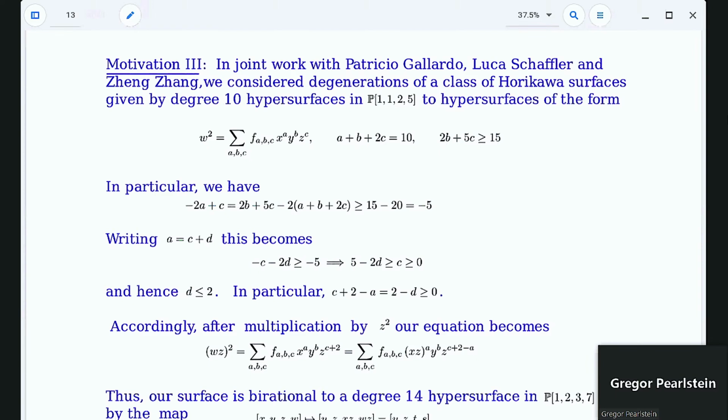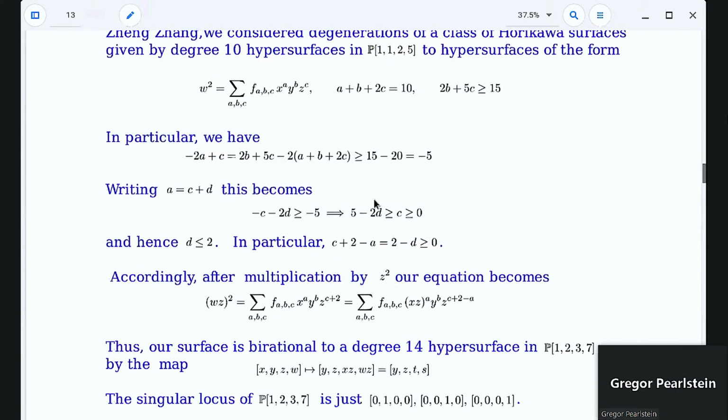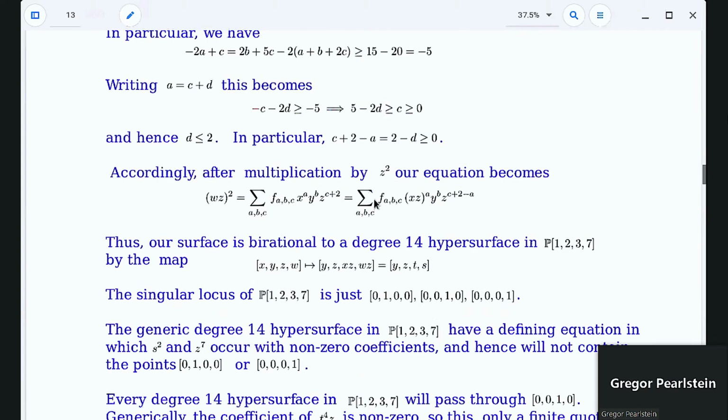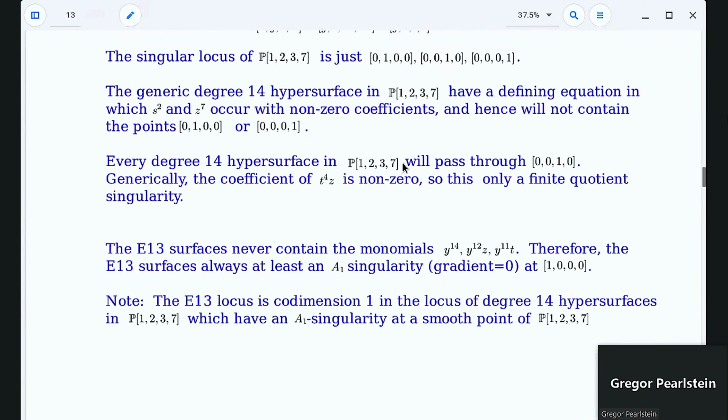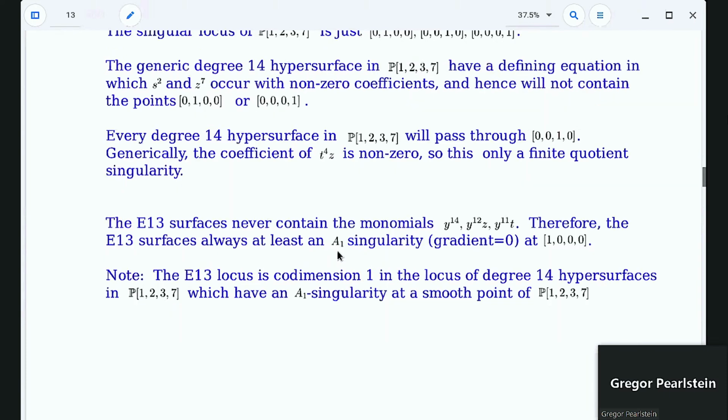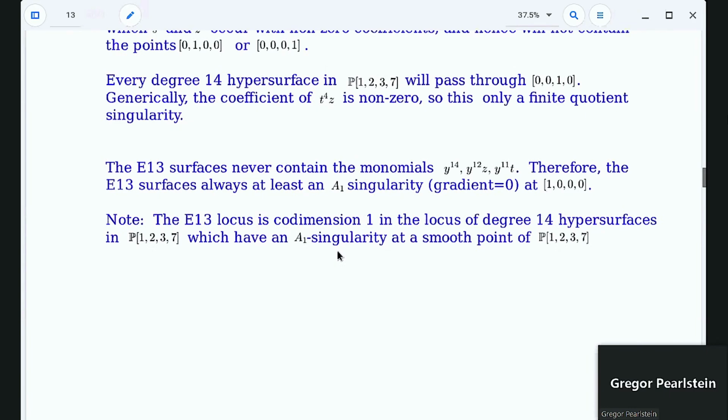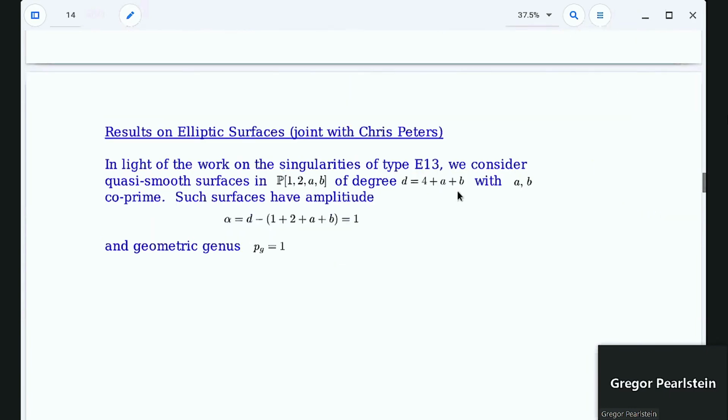They're these surfaces here. That's why I was saying that this class of surfaces naturally produces a surface of degree 14 in P1, 2, 3, 7. Now, it happens to also have an A1 singularity there, but of course the usual game is that if you want to look at the ones that have A1 singularities, you should first understand the ones that don't have any singularities. So that led us to looking at the property that went into E13.